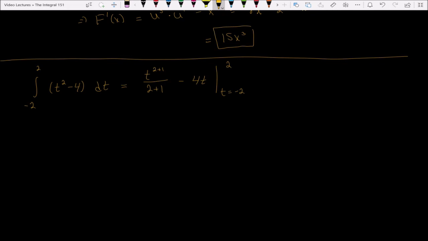Notice I didn't include a constant of integration. We don't need it. We can say it's 0, right? Because all the fundamental theorem says is we need any antiderivative. Well, setting the constant to 0 is still an antiderivative. This then becomes t cubed over 3 minus 4t evaluated from t equals negative 2 to 2.